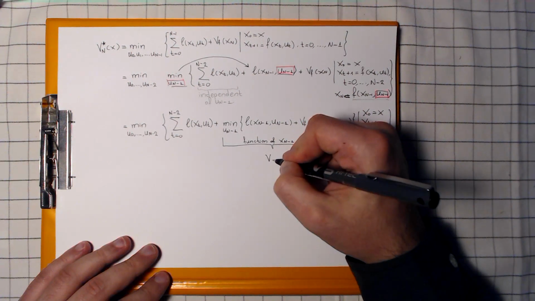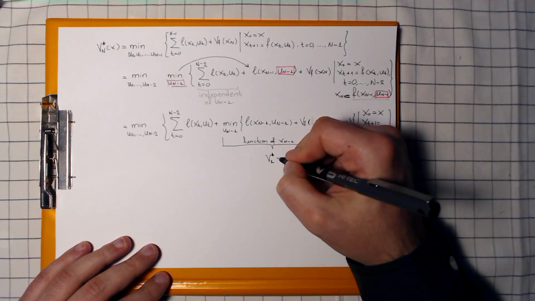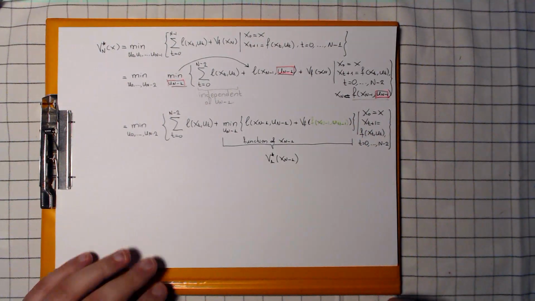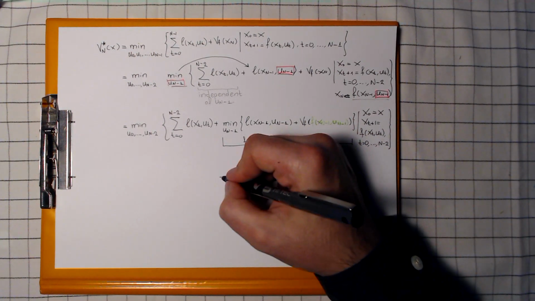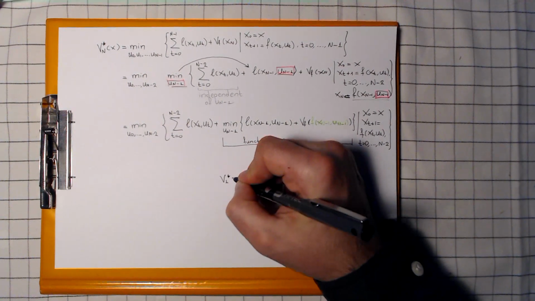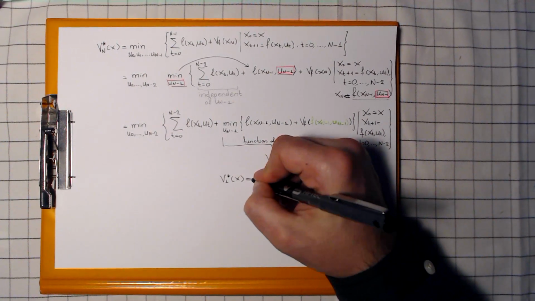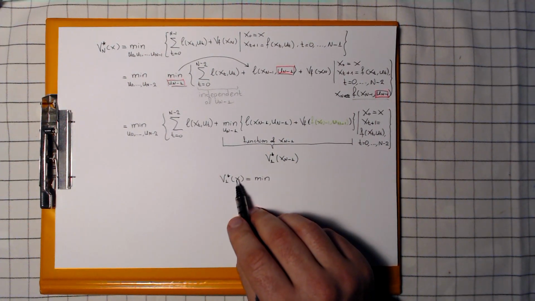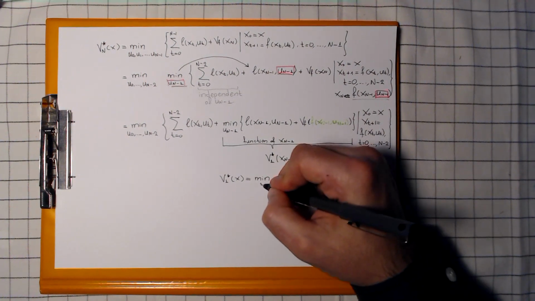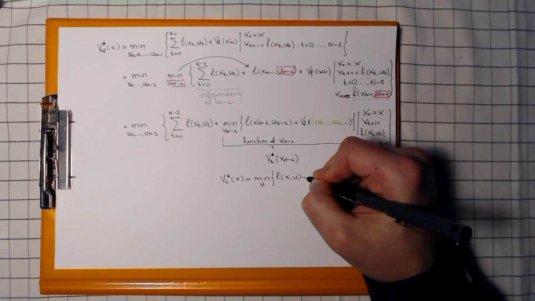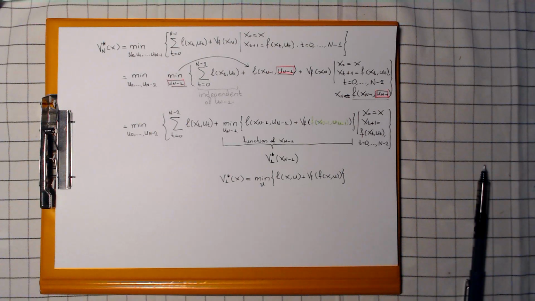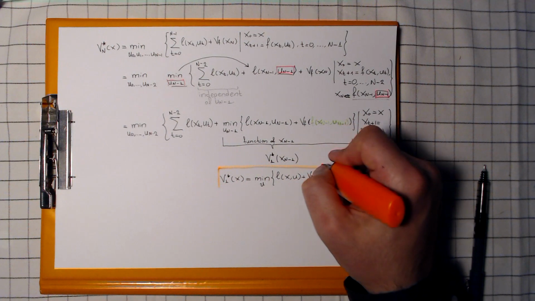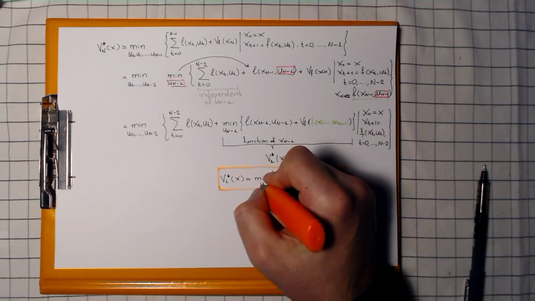Let's call this function v1 star of xn minus 1. And just to be clear, what is v1 star? v1 star is a function of x. We don't need to write xn minus 1. It is just a function of x, which is the minimum with respect to some variable u. So v1 is given by this equation. This is quite important. It will be important for what comes afterwards. So let's put it here in a box.